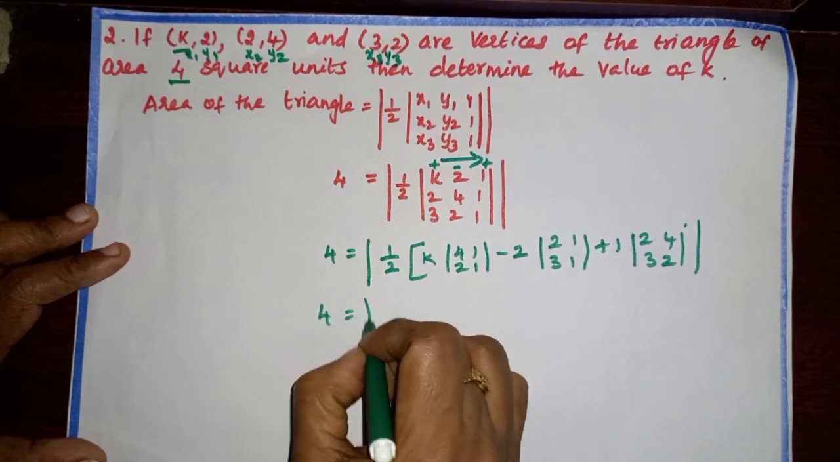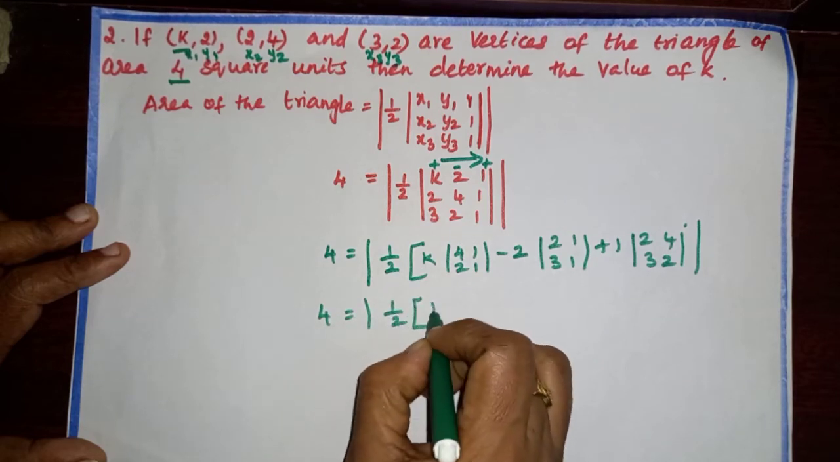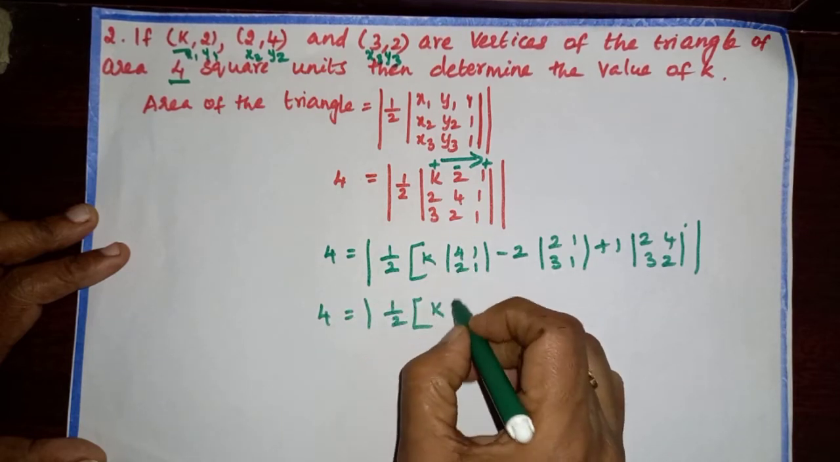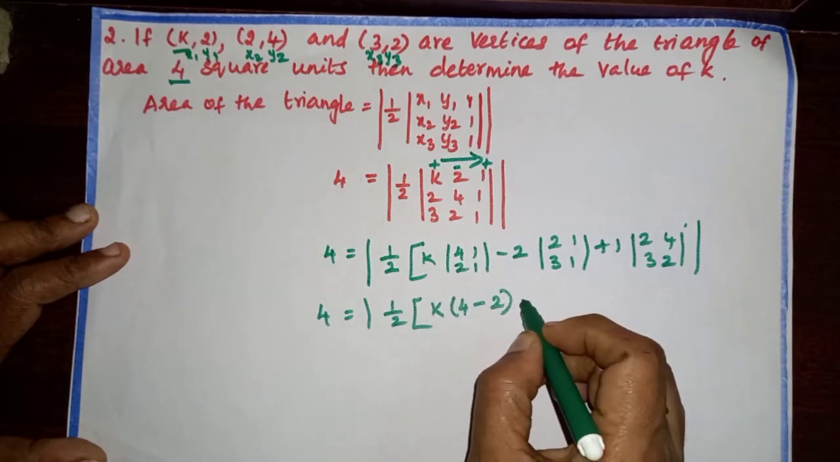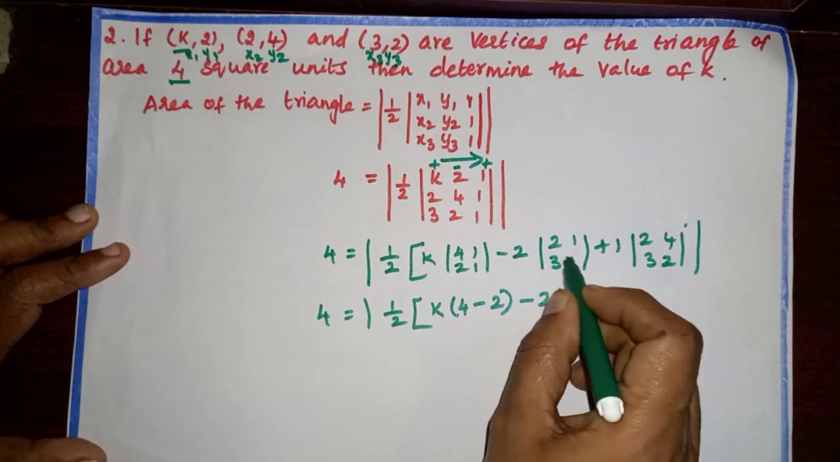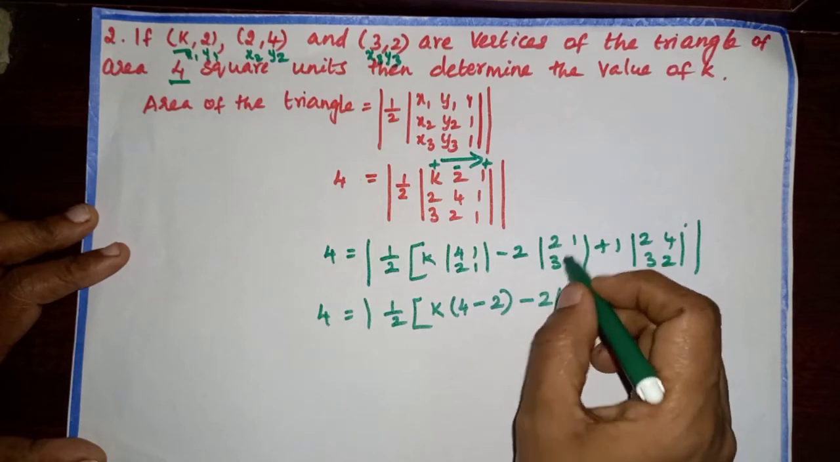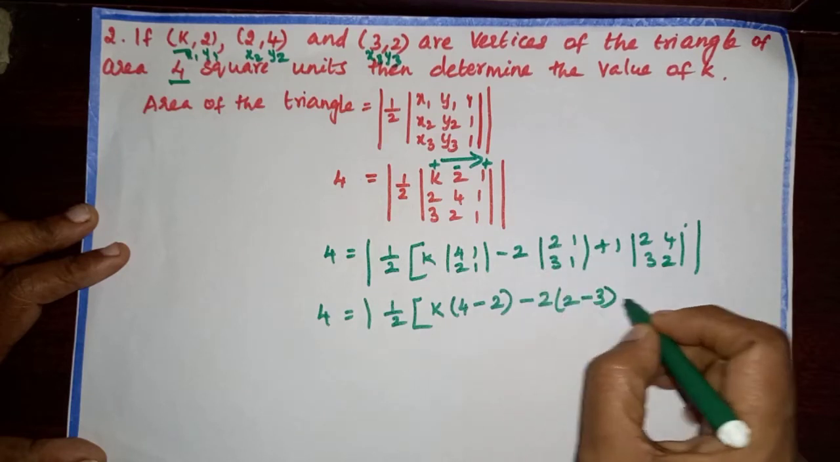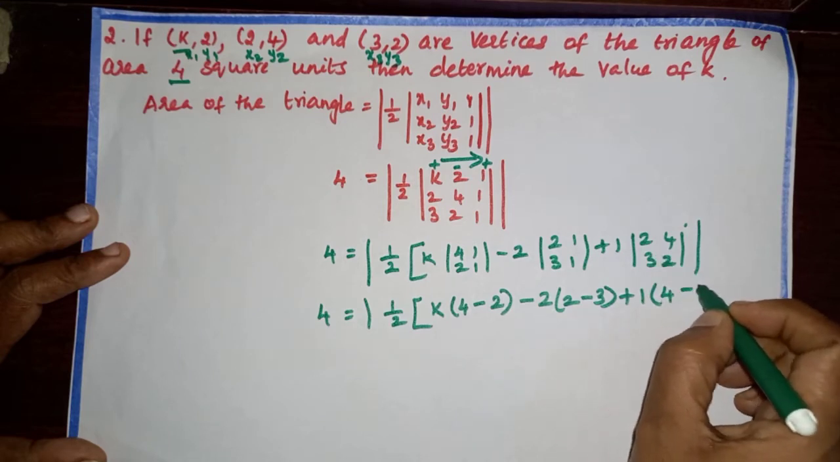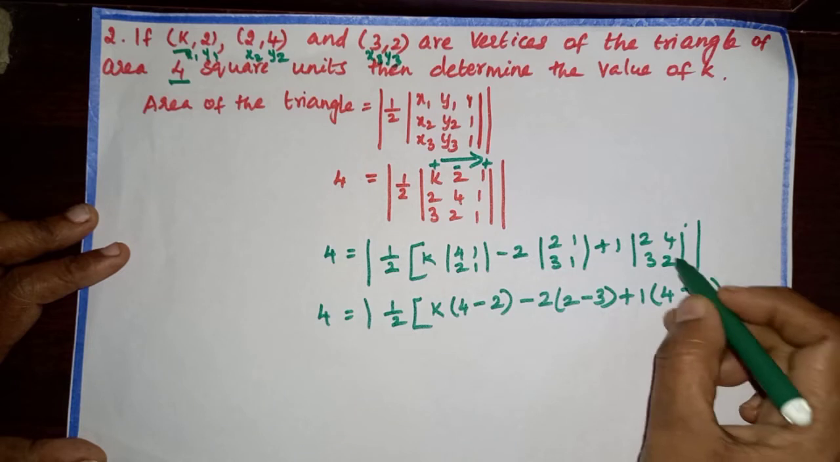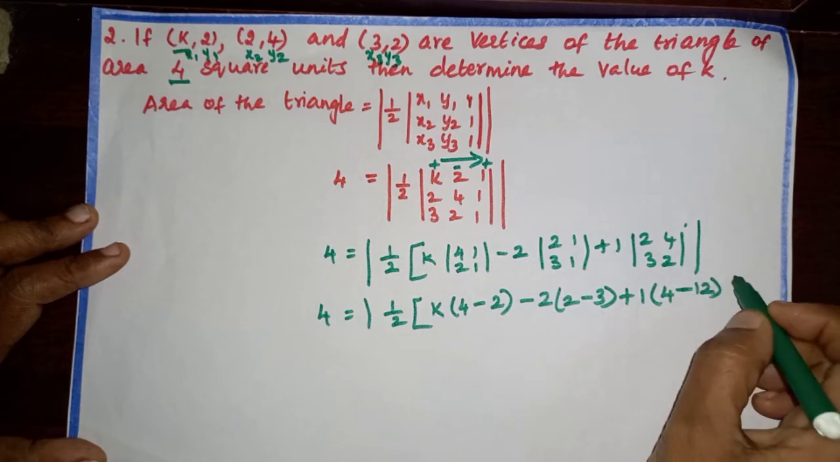4 equal to 1 by 2. K into 1 4s are 4. Minus of 2 into 1 is minus 2. Minus 2. 2 1s are 2. 1 into 3 is minus 3. Plus 1. 2 2s are 4. 4 3s are 12. So we'll get minus 12.